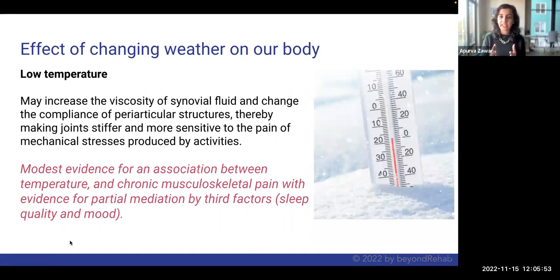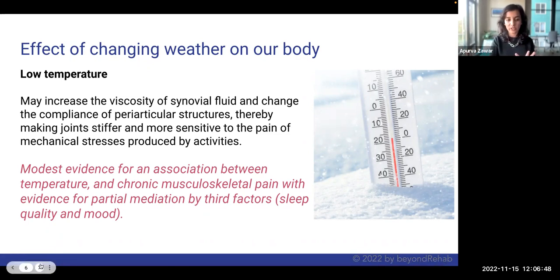So as we're understanding, it's well known that weather definitely has some impact on our day-to-day functioning, on how our body works. So now, understanding the components of weather, and how each component influences our body. The first is low temperature. The temperature drop is supposed to increase the viscosity of synovial fluid and change the compliance of periarticular structures, making the joint stiffer and more sensitive to the pain and mechanical stress produced by activities. So there's modest evidence of association between the temperature and chronic musculoskeletal pain, with evidence for partial, again, mediation by other factors.